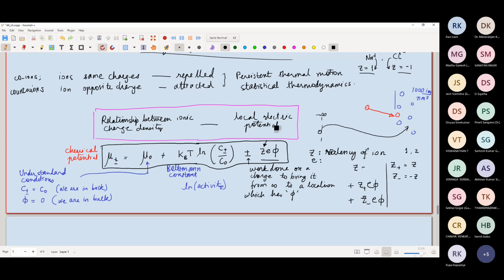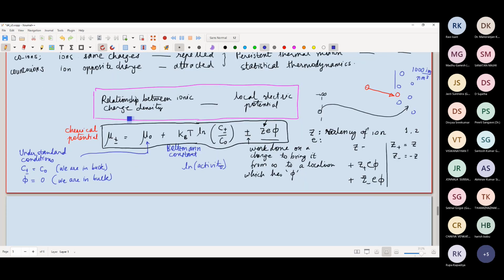Is it clear what this plus minus means? So this plus minus means if I write down mu plus, that is the chemical potential for the positive ion, it will be this particular expression. And for mu minus, that is the chemical potential of the negative ion, it will be this particular expression.